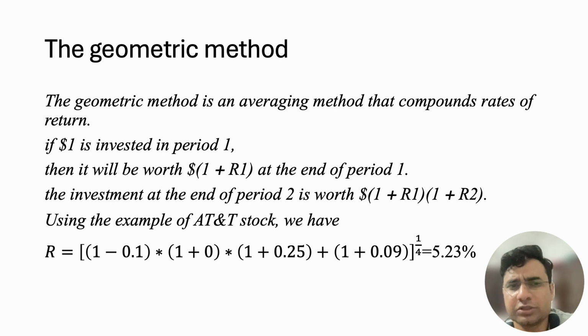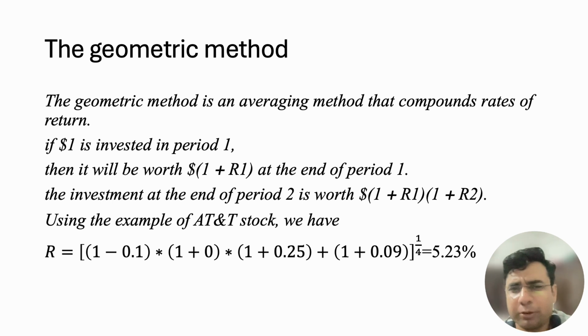So in other words, the geometric method assumes that $1 plus R1 is invested in period 2. At the end of period 2, the investment will be worth the amount invested at the beginning of period 2 multiplied by the value of $1 invested in period 2. Continuing this procedure over all ex post periods would give us the value at the end of T periods of a $1 investment at the beginning of the investment.